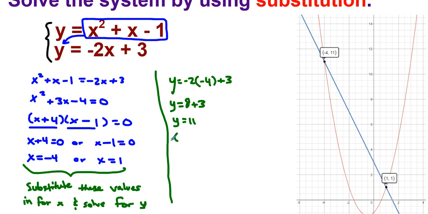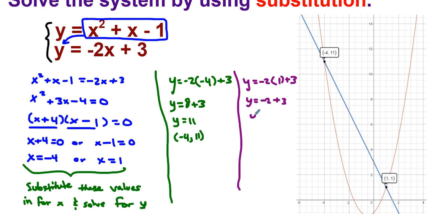That's one solution. For the other solution, I need to plug this value of x in for x in my equation. I'm going to again use the linear equation, so negative 2 times x, which is 1, plus 3. So that becomes negative 2 plus 3, which is positive 1. So on that one, I get when x is 1, y is 1.